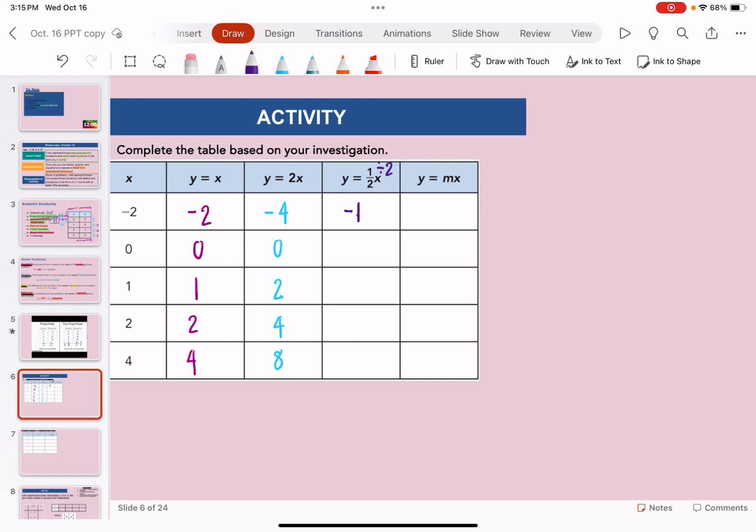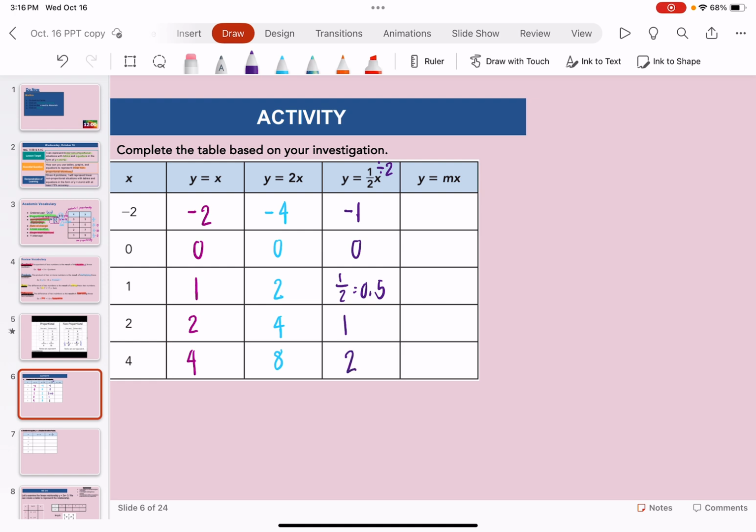We have 0 times 1/2 is going to be 0. 1 times 1/2 is going to be 1/2. If I were to write that as a decimal, that would be 0.5. Then we have 2 times 1/2, which is going to be 1. And lastly, we have 4 times 1/2. 4 divided by 2 is 2.